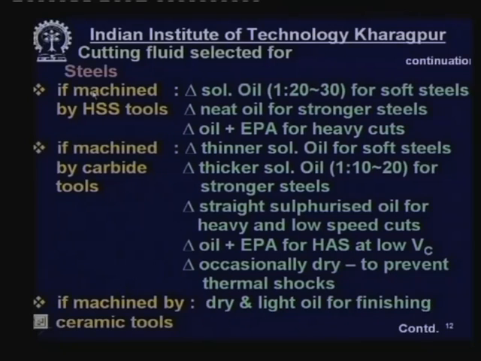And steels are machined by different tool materials also, maybe machined by high speed steel or say carbide or ceramic. Depending upon the kind of steel and kind of the tool used, the cutting fluid has to be selected. Not only that, whether it is low speed or high speed, that will also matter. So, all these three factors should be kept in mind while selecting the cutting fluid.